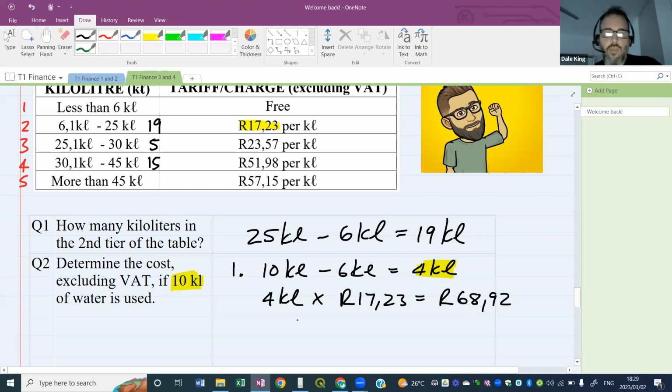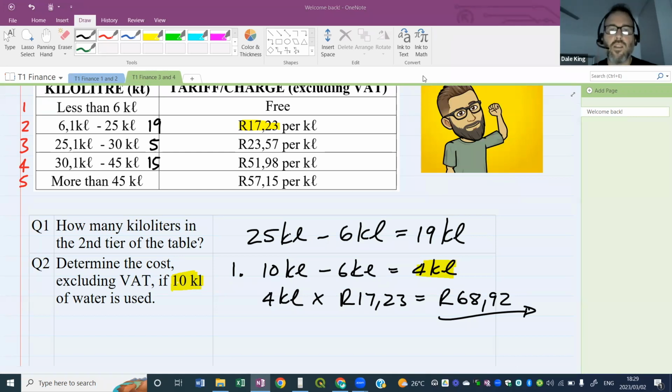All right. So what do I have now? The first 6 kiloliters is free, so I took it off and I didn't have to worry about it. And the remaining 4, I'm in interval 2 with my 10 kiloliters of water. So the remaining 4 must be charged at 17 Rand 23. So anything above 6 and below 25 must be charged at 17 Rand 23. So those 4 must be charged at 17 Rand 23. And this is what your monthly bill will be. This is excluding VAT, eh? Just remember that.